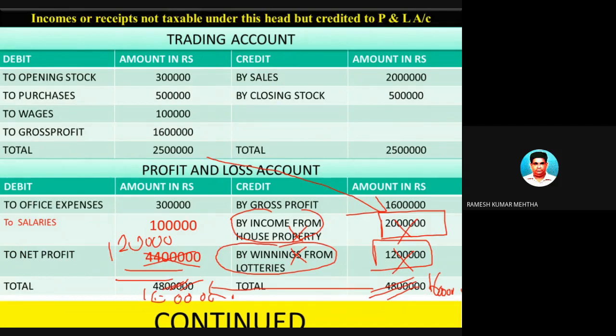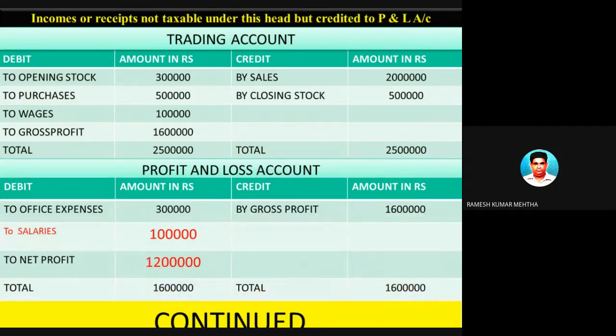Previously the net profit was 44 lakh rupees. Now the net profit is 12 lakh rupees. So I have to reduce how much? 44 minus 32. So you have to reduce 32 lakhs. Now what is this 32 lakhs? These two items: one is income from house property and one is income from lotteries or winnings from lotteries. So you have to deduct from the profit incomes which are not pertinent incomes under the head income from business or profession, but are from other sources of income.